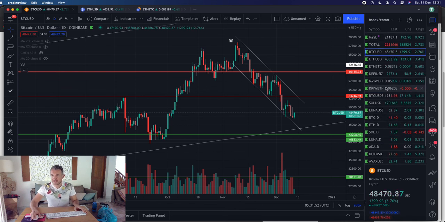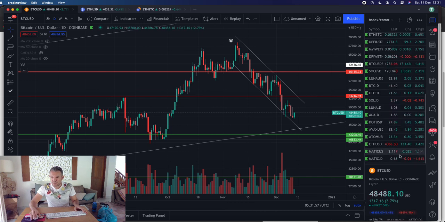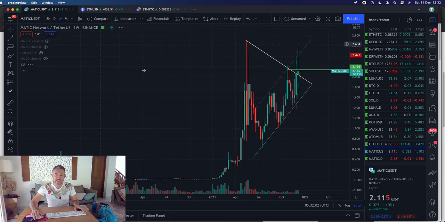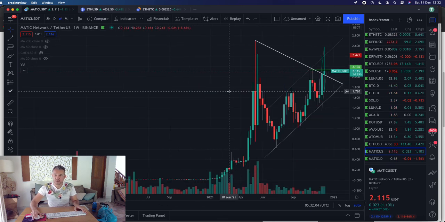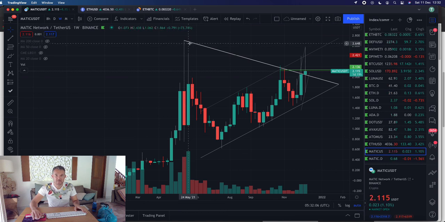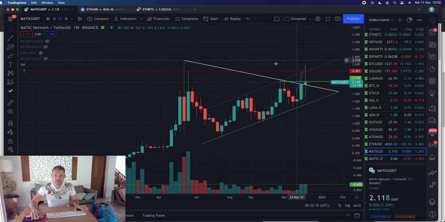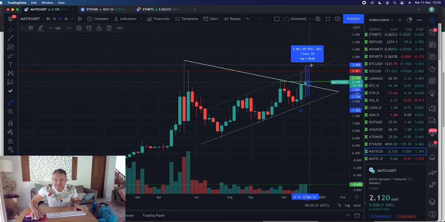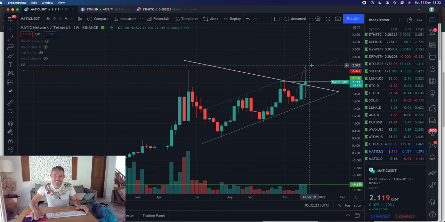Okay, and what else do we have? That's it, really. I've been looking at Matic a lot this week. I've been adding to my Matic position fairly aggressively. If we look on the weekly chart, you can see we broke out of this giant pennant formation. We're looking at closing above it. We have a bit of a doji, quite a volatile week. So what's that for a candle this week? Yeah, Matic has had a 50% volatility week. So it doesn't know where it's at right now.